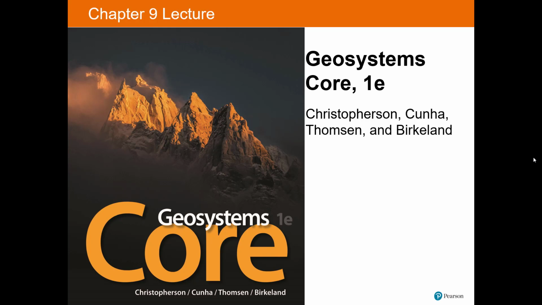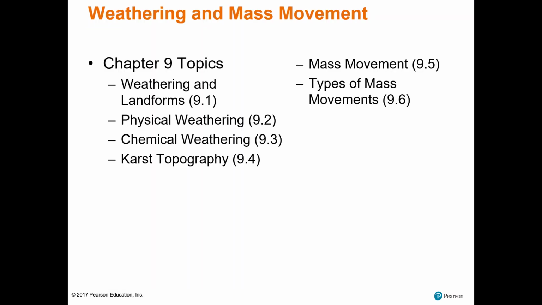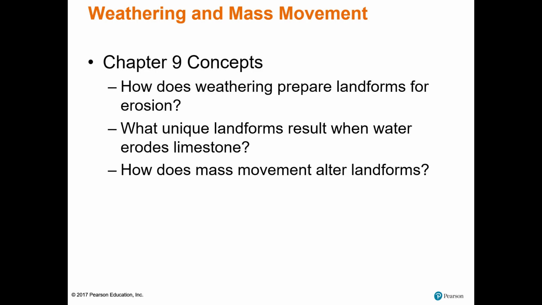Welcome to Chapter 9 of the Geosystems Core series, and in this chapter we will be covering weathering and mass movement. The topics that follow the headings in your readings are weathering and landforms, physical and chemical weathering, karst topography, mass movement, and we'll conclude with types of mass movements.